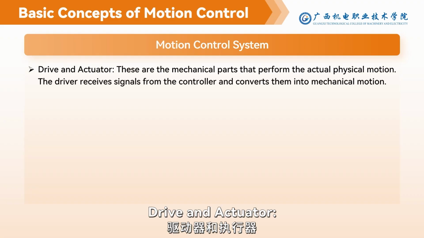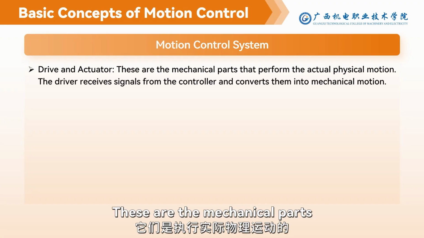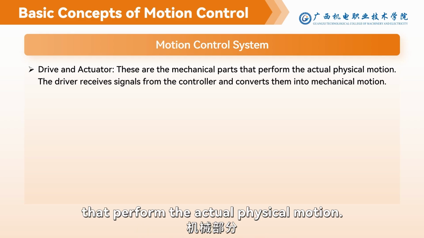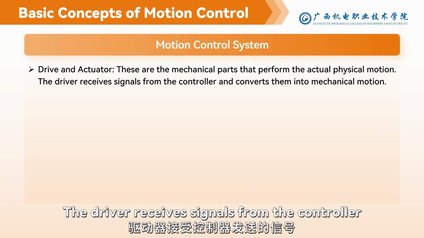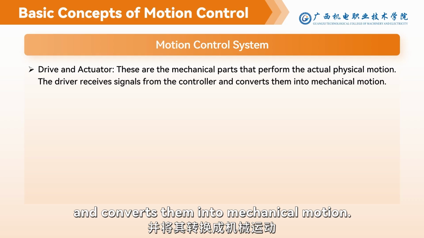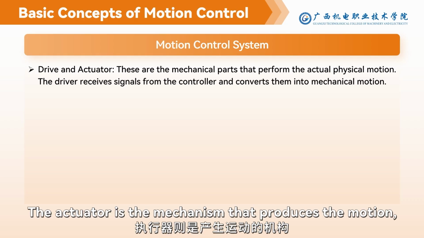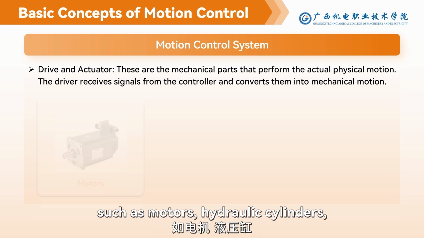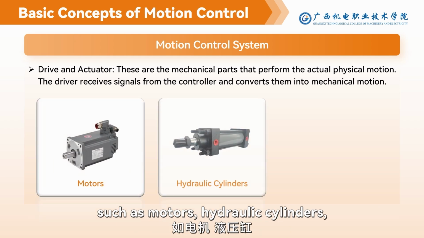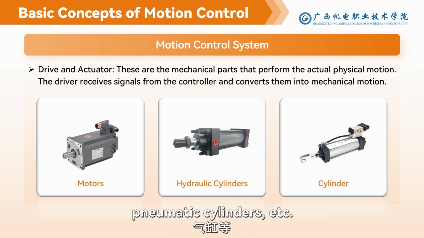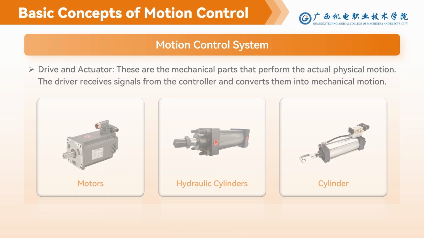Drive and actuator. These are the mechanical parts that perform the actual physical motion. The driver receives signals from the controller and converts them into mechanical motion. The actuator is the mechanism that produces the motion, such as motors, hydraulic cylinders, pneumatic cylinders, etc.